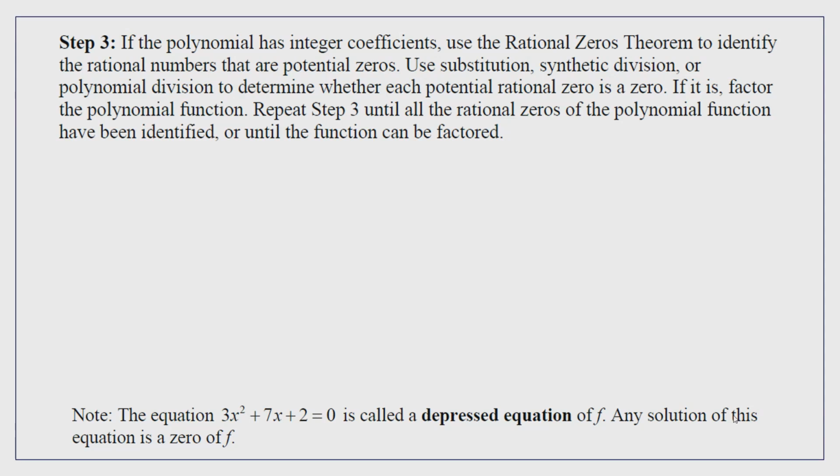Okay? All right. So, step 3. If the polynomial has integer coefficients, use the rational zeros theorem to identify the rational numbers that are potential zeros. Use substitution, synthetic division, or polynomial division to determine whether each potential rational zero is a zero. If it is, factor the polynomial function. Repeat step 3 until all rational zeros of the polynomial function have been identified, or until the function can be factored. Okay? So let's find the potential zeros of our function.